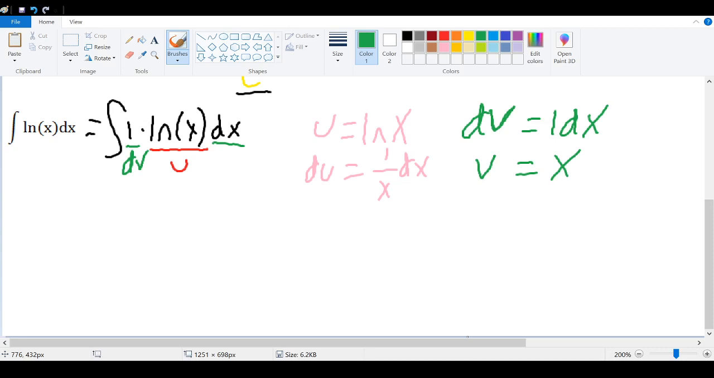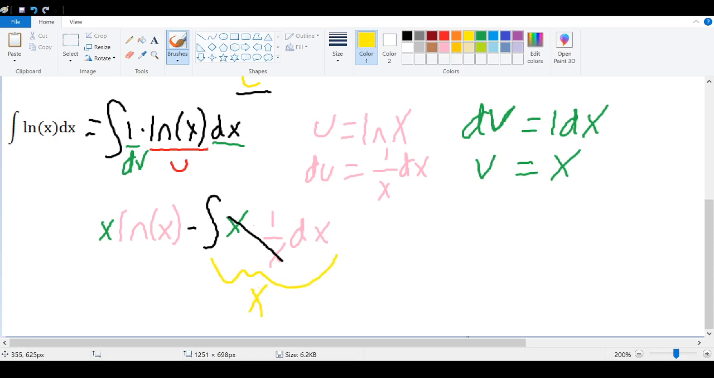So the integral of u dv must be equal to uv. So u is natural log of x times v, which is just x. So I'm going to write that over here just to make it look nicer. Now we have to subtract away the integral of v du, which is x times 1 over x dx. But now if we look here, the x's will cancel, and we're just left with the integral of 1 dx. And the integral of 1 dx is just x. So this entire thing just becomes x.